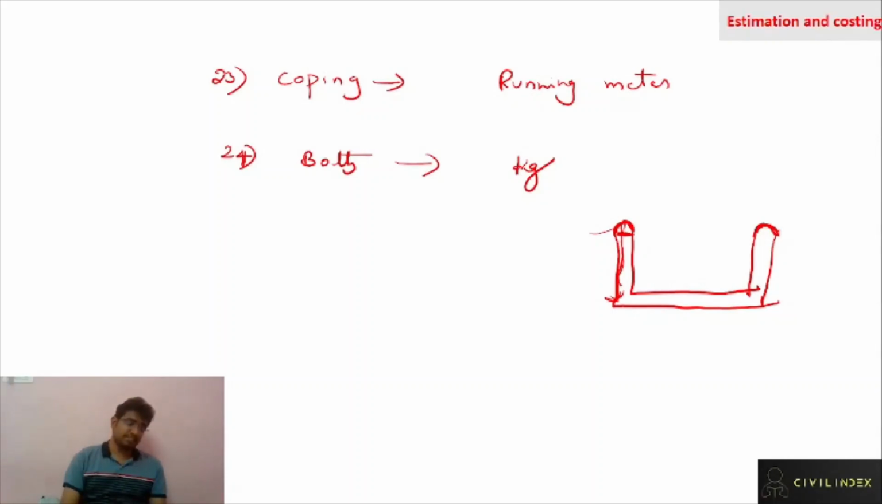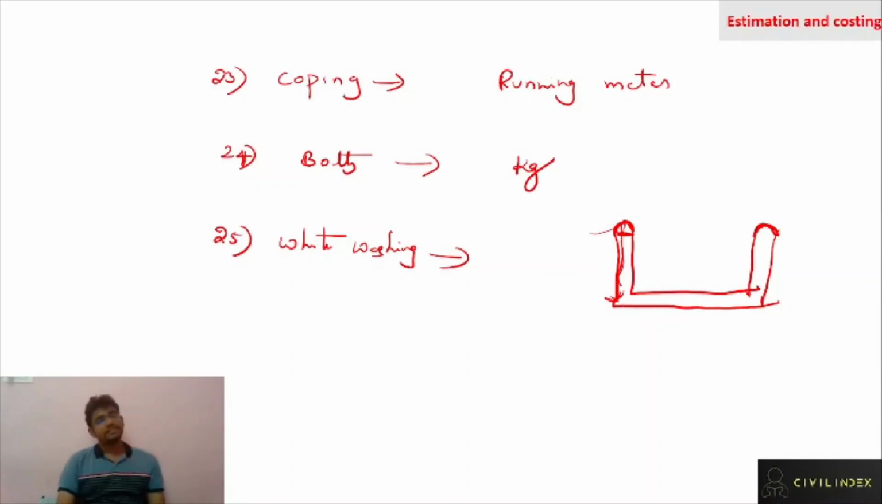Next, see this. Suppose let us consider whitewashing. Thickness is negligible, or else we mention the thickness. We specify the thickness, or thickness is negligible. Width. Whitewashing, meter square, very good.